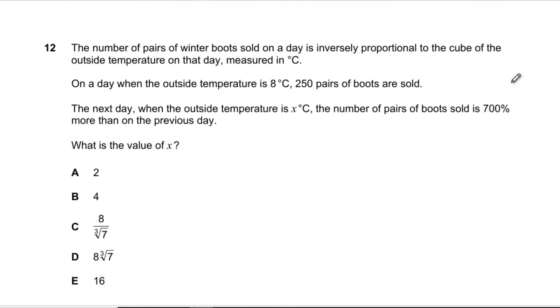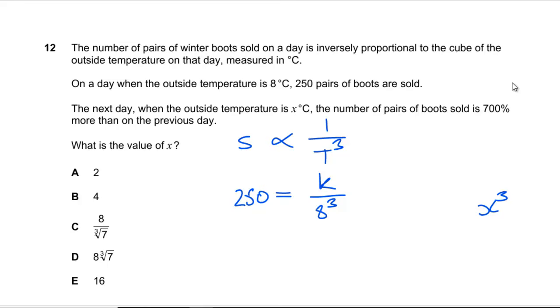Right. Number of pairs of winter boots sold on a day is inversely proportional to the cube of the outside temperature. So sold is inversely proportional to the cube of the temperature. When the temperature outside is 8, we've got 250. So 250 is K over 8 cubed. The next day, when the outside temperature is x, so we've got an x cubed on the bottom, still got our K. Number of pairs of boots sold is 700% more. So 8 times 250 is equal to that. What is the value of x?